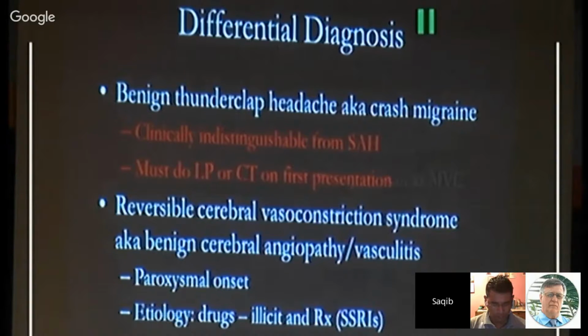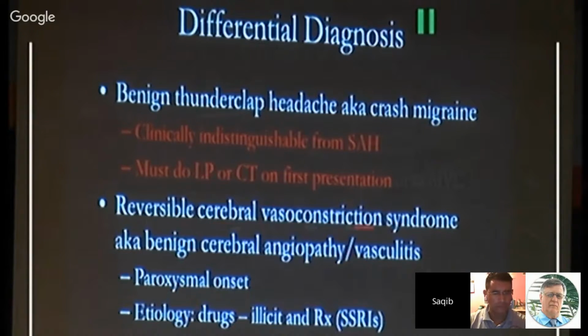So in the differential diagnosis of a sudden severe headache, one of those is a benign thunderclap headache, also known as a crash migraine. Patients can have a severe sudden onset of migraine, and that can mimic the worst headache of their life and make you think that they have subarachnoid hemorrhage. The key is that this is clinically indistinguishable from subarachnoid hemorrhage due to an aneurysmal source. And so an LP or CT should be done on their very first presentation, because they've given you a good history that they could have an aneurysmal rupture as their etiology.